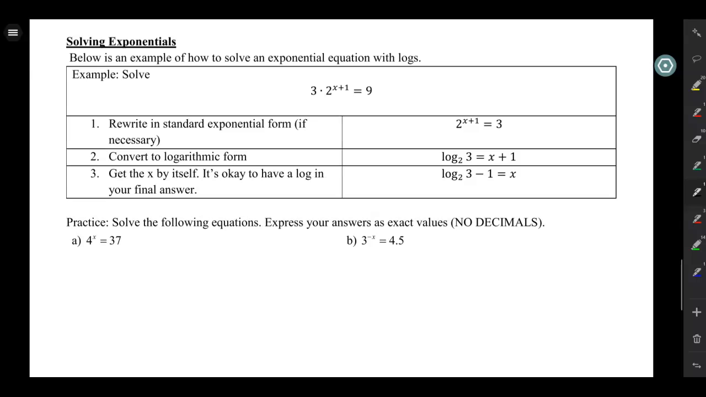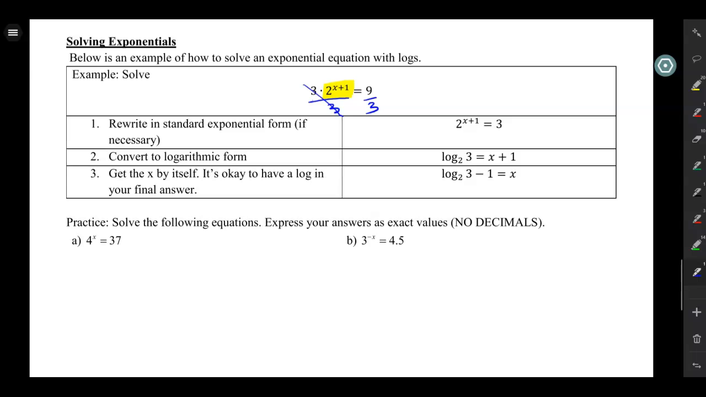And what that means is that you want to get just the number with the exponent all by itself on one side of the equation. So the way I did that here is I divided both sides by 3 to get rid of the 3 that was being multiplied in front. And that gave me 2 to the x plus 1 is equal to 3.